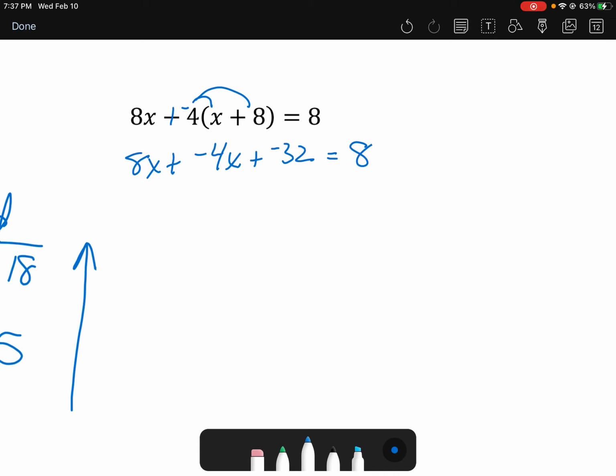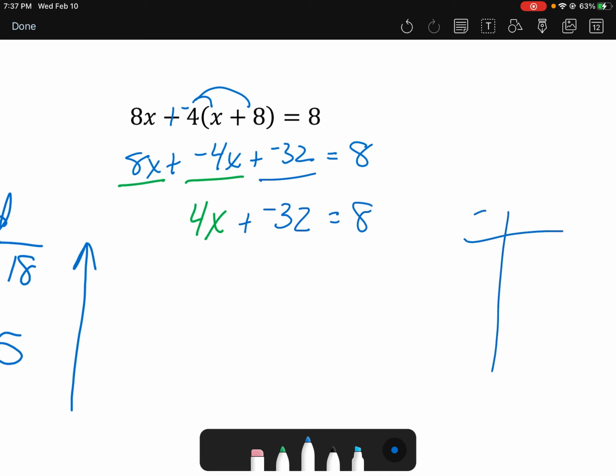All right. Step 3 says I need to combine my like terms. So I have 8x plus negative 4x, which is just a 4x. This negative 32 has nothing with it, so I'm just going to go ahead and say plus negative 32. And then that is all equal to 8. Now that I have a two-step equation, I'll make my C-do table. First thing going on with x is I'm multiplying it by 4. After I multiply the 4 by x, I can go ahead and add negative 32.